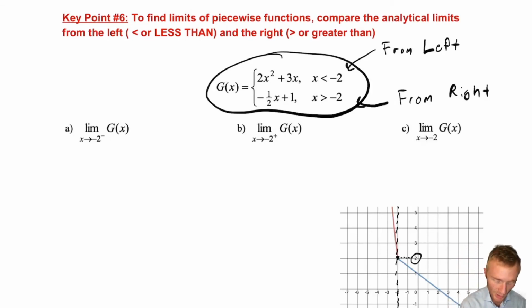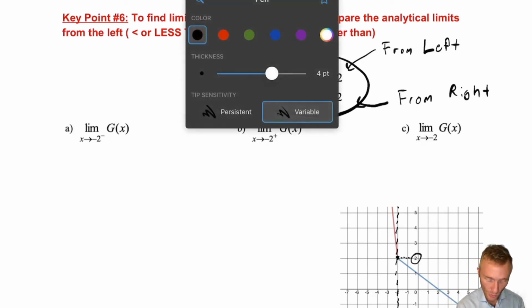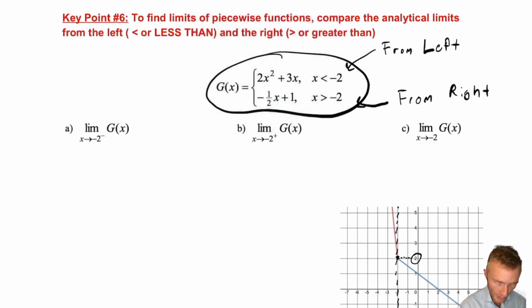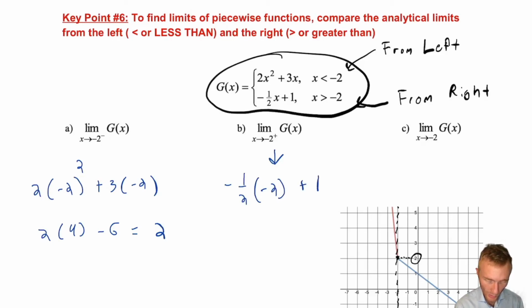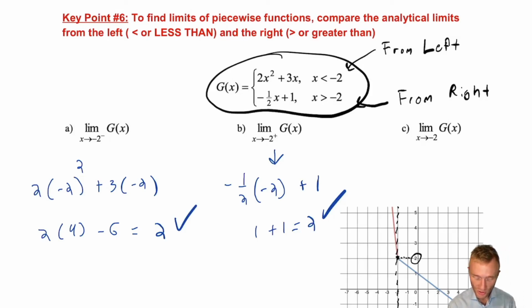In this case, as x approaches -2 from the left, we're going to have 2 times -2 squared plus 3 times -2, 2 times 4 minus 6, so that's going to be equal to 2. From the right, we will use the bottom function, -1/2 times -2 plus 1. We're going to have 1 plus 1. We get 2. The limit from the right is 2. The limit from the left is 2. Just like we would find on the graph, the overall limit is 2.